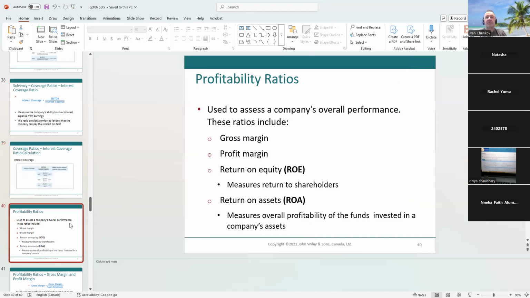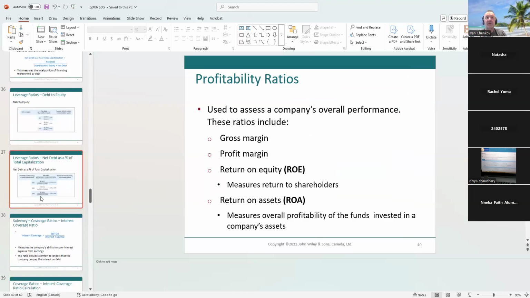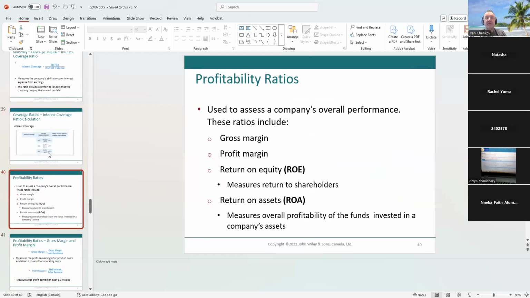So those are the three ratios that we need to know about leverage and solvency. Now let's look at the profitability ratios. First will be the gross margin, which tells you how much the company generates purely from the main operation. Profit margin is going to tell you how much the company generates once we put in the cost of doing business. Then we're going to see return on equity and then return on assets.